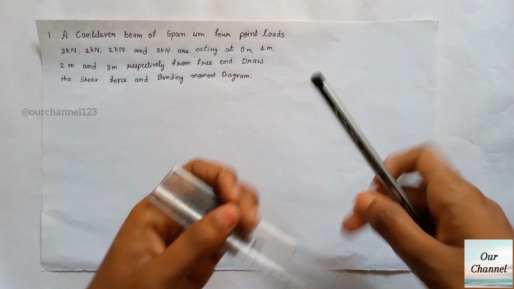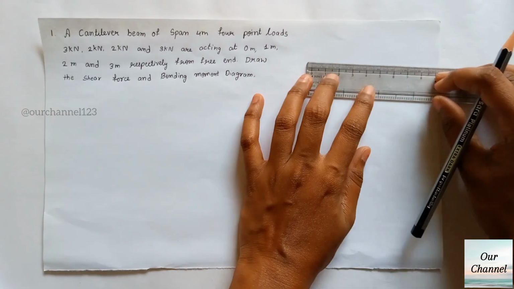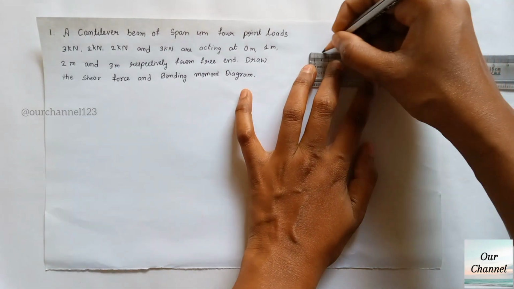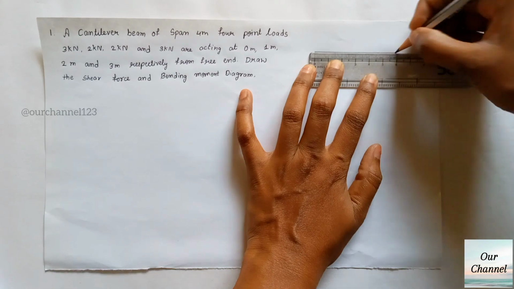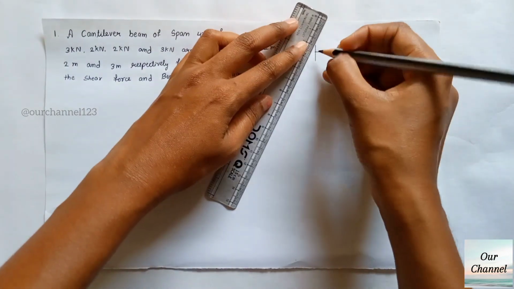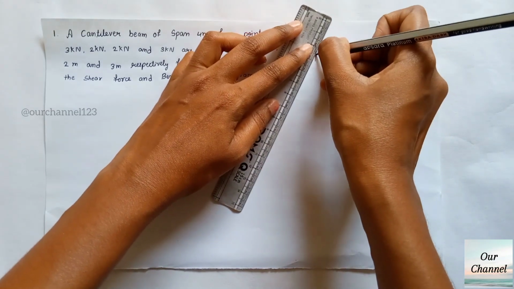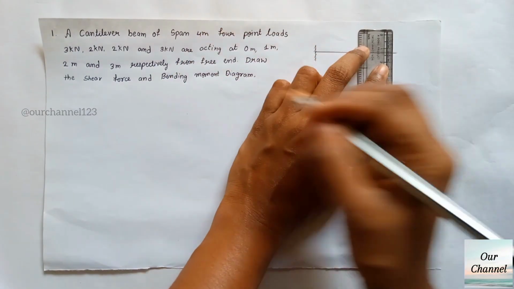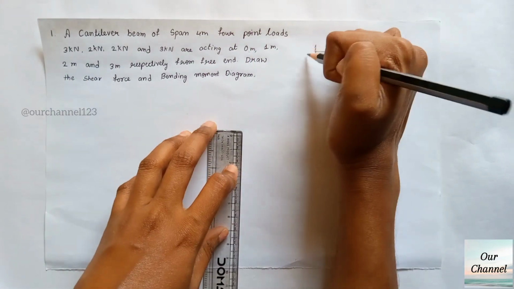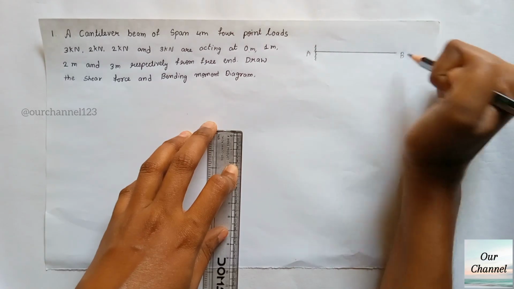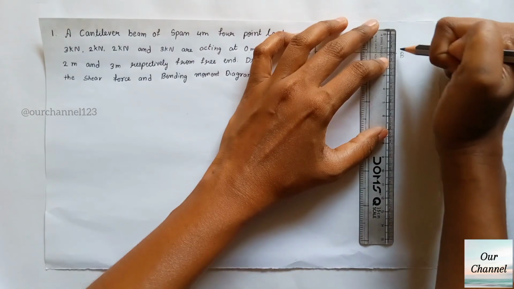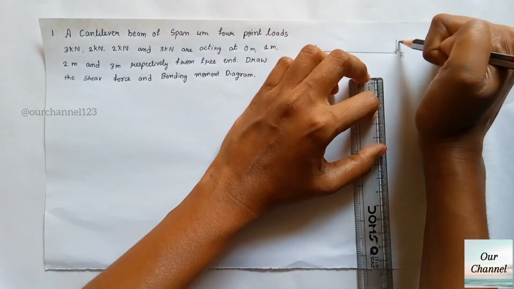Let us draw the cantilever beam with the given point loads. First draw a line. We are not drawing the beam to any scale. This is the fixed end of the cantilever beam. It is given as 0 meter, so the first point load acts at the free end. 3 kilonewton point load is at the free end B.